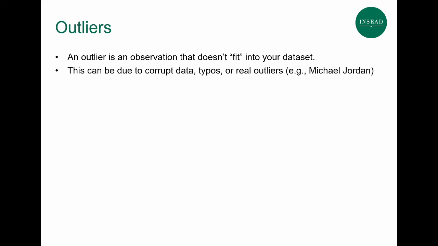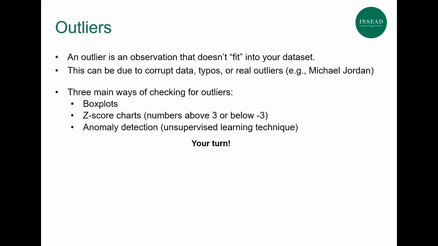Finally, outliers. So an outlier is an observation that doesn't fit into your data set. So this can be due to corrupt data, typos, or what we call real outliers. So I'm going to present here two different methods for detecting outliers, but then it's up to you to see whether they're actually true outliers, so outliers that are due to corrupt data and typos that you need to drop, or if they actually correspond to real data, and then maybe you need to analyze why they're there before dropping them. So there are two ways of doing this that we're going to cover.